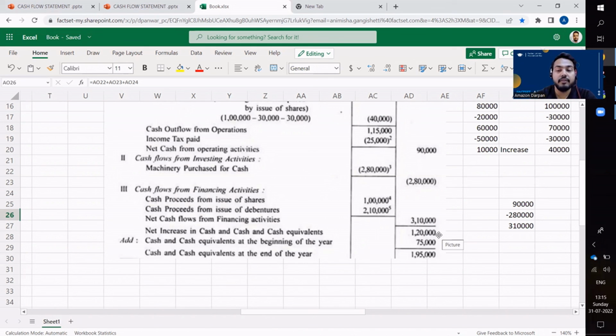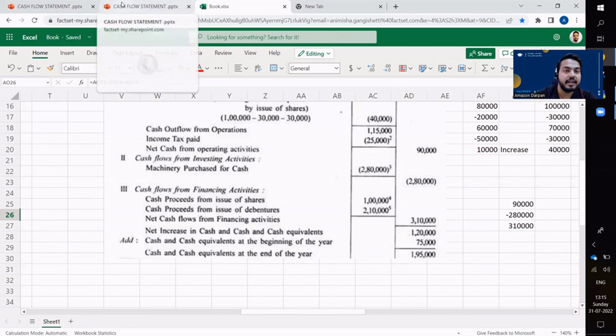This is 1,20,000 plus 75,000. That means this year's inflow or outflow, whatever it is, plus the opening balance. So this is what we derive as the cash and cash equivalents at the end of the year. The figure here is 1,95,000, right?